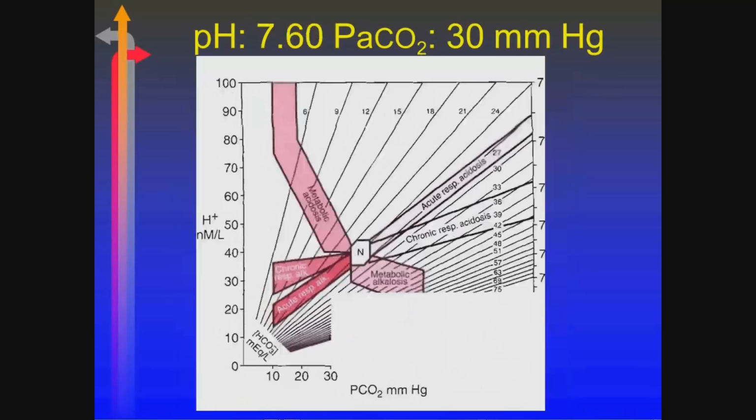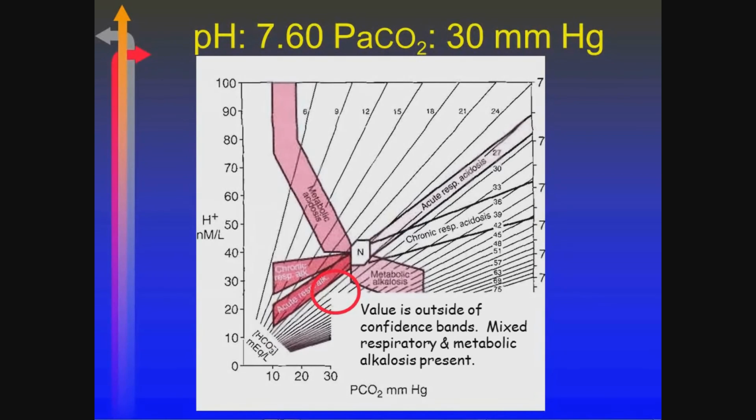Here's another one. pH is 7.6, PCO2 of 30. Line them up 7.6, line them up 30, look where it falls. Doesn't fall within one of the bands, which means it's not a primary disorder. This is one that would say, ooh, I got a little bit of a respiratory alkalosis, but I also have a little bit of a metabolic alkalosis. It's caught between the two of them. Does that make sense?